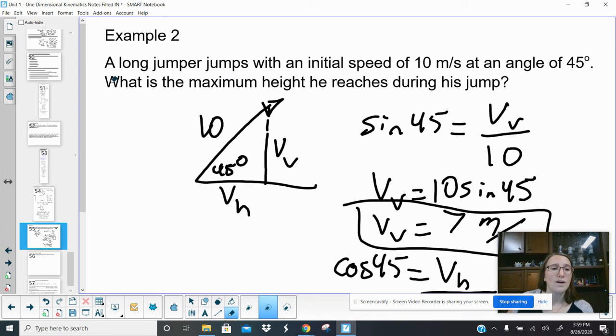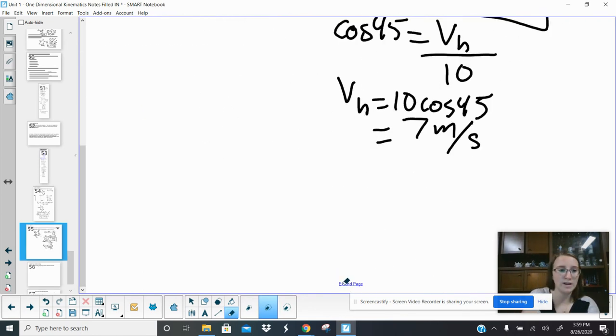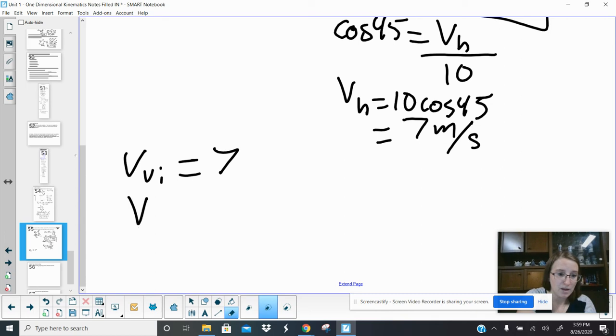Okay, so what is the maximum height he reaches? We know things about maximum height. What we know is the vertical velocity at that point is what? It's 0. When we are looking at a maximum height, the vertical velocity is 0. So our initial vertical velocity, that's VI right there, is 7. We just found that. We know that at the maximum height, my vertical velocity is 0.